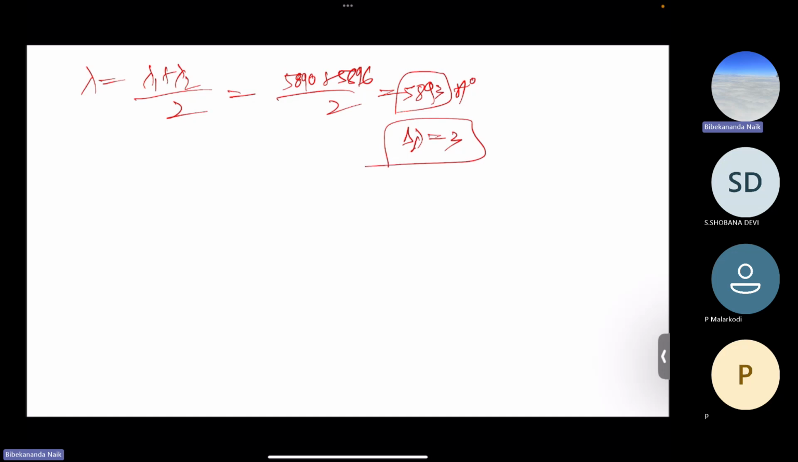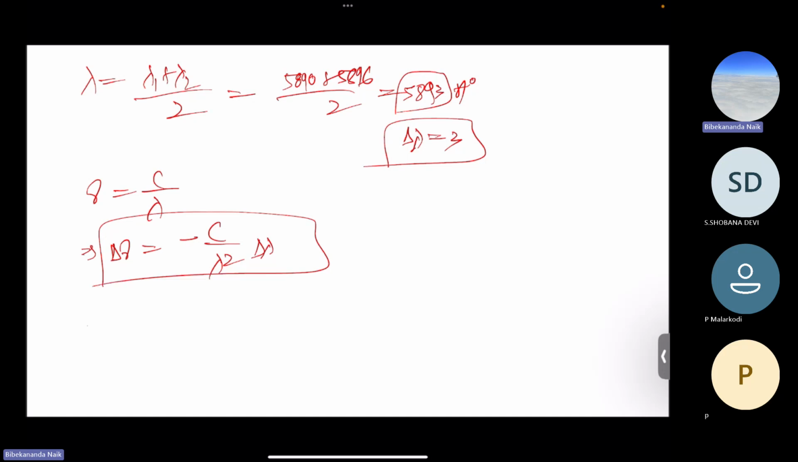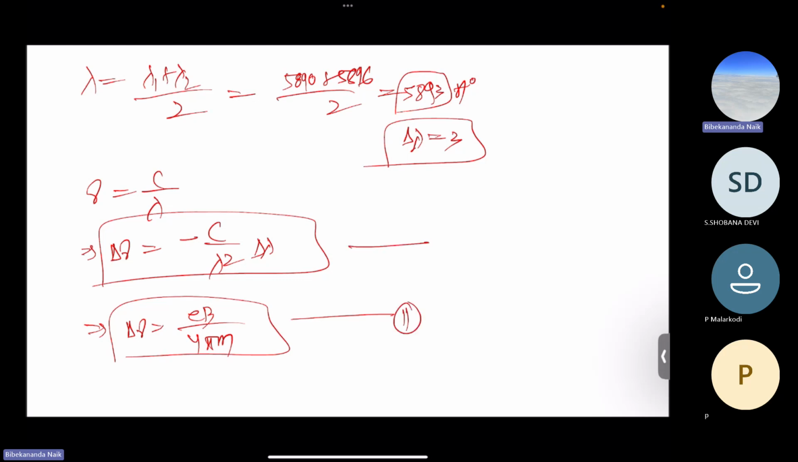So we know the frequency nu is c by lambda. So the change in frequency will be minus c by lambda square delta lambda. And this change in frequency corresponds to the effect of magnetic field. And if you talk about the concept of Larmor precession, the frequency of precession was eB by 4 pi m. So these are the two equations, this is equation 2, this is equation 1. When we equate these two equations, we can get the value of magnetic field.